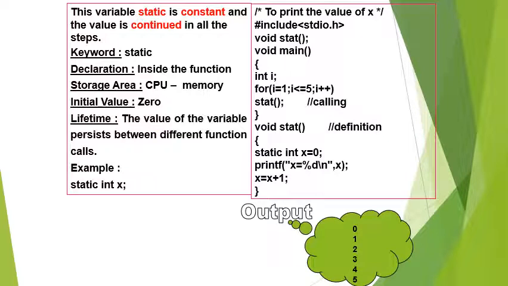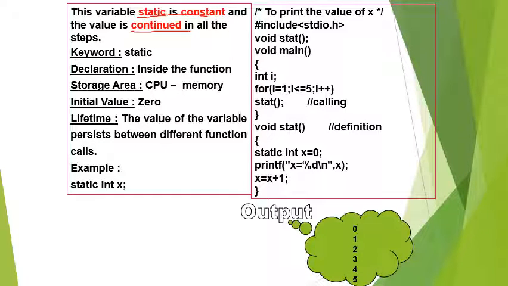So what is a static variable? The static variable is constant, and its value will be continued in all steps. Constant does not mean that it will remain constant through the entire program, but its value will be retained in all steps. You can see in the example.